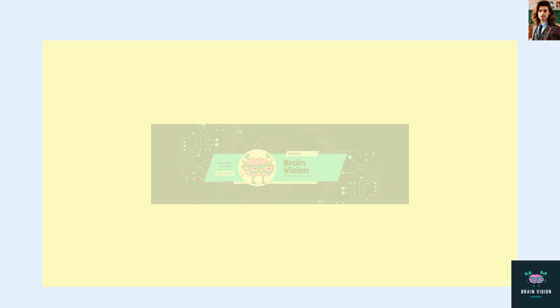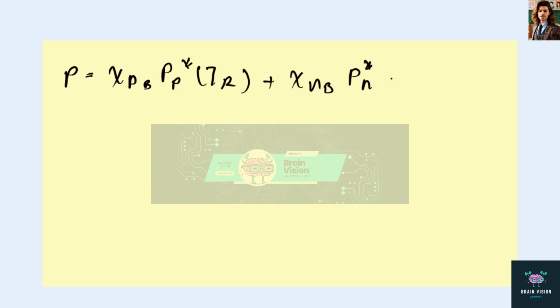Moving on to part C, we're solving for temperature again. So we have this equation: P is equal to XPB PTR add XHB PH TR. So we solve for TR. That is 66.6 degrees Celsius.